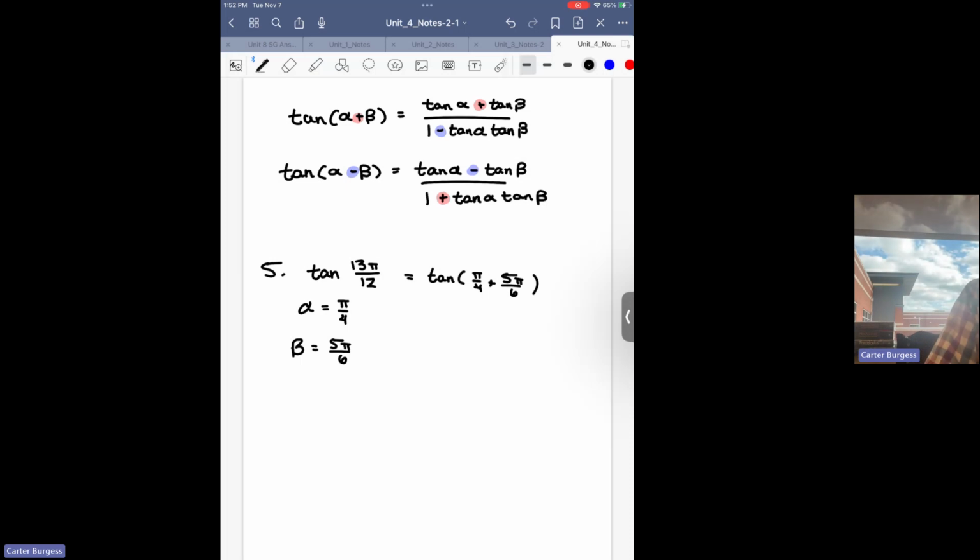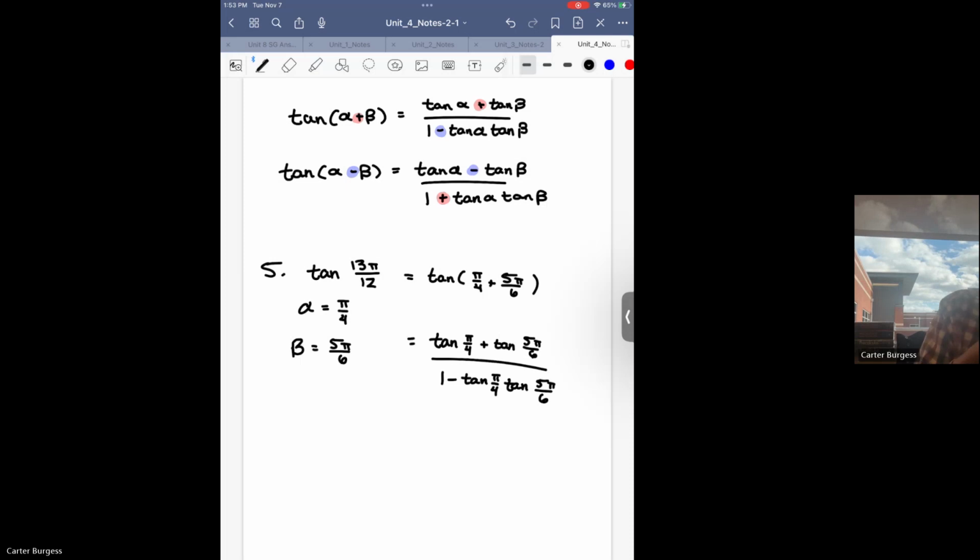And so we'll use our sum formula here. This is tangent of alpha plus tangent of beta divided by 1 minus tangent of alpha times tangent of beta. We said that tan of pi over 4 is 1. What is tangent of 5 pi over 6 going to be?